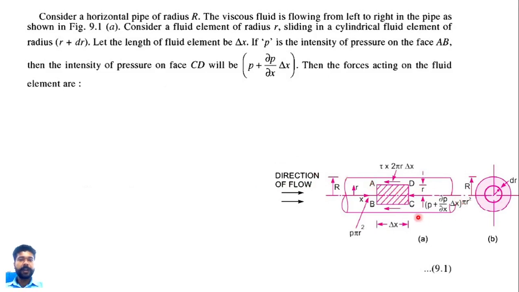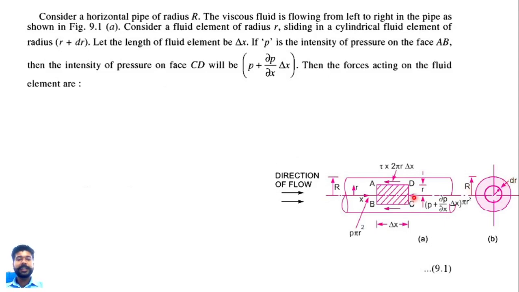In this pipe, we are considering a small fluid element of radius r. You can see that over here. This is our small fluid element, a circular cross-sectional fluid element. In the side view you can see it has a radius of r, and the thickness of this circular fluid element is dr.